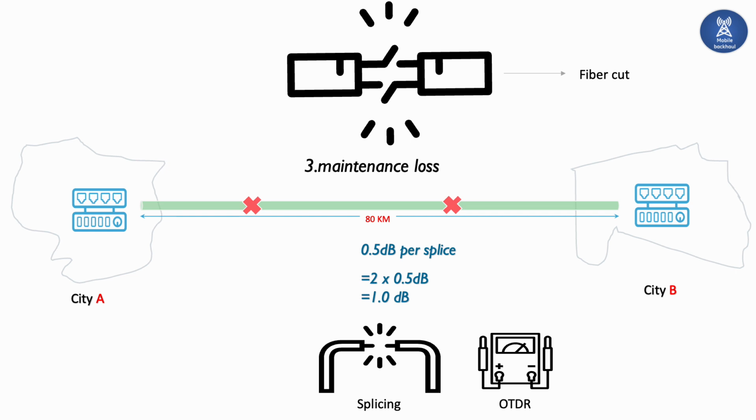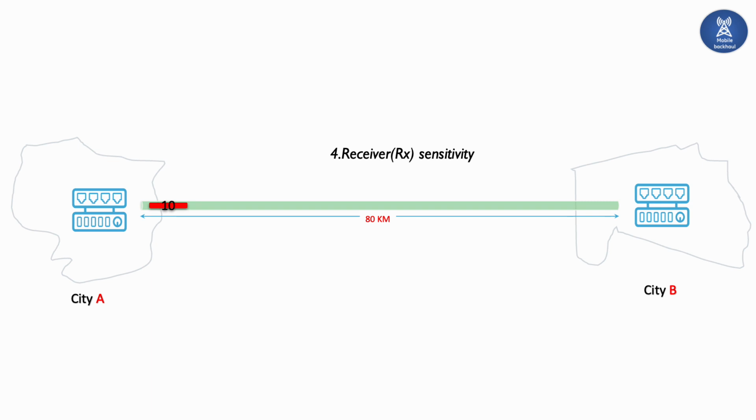Again, we can measure it while doing the splicing, or else we can run the OTDR in the fiber and it will calculate the losses at every splice point over a distance. We can't connect the OTDR into the live fiber. Instead, we can connect it into the dark fiber in the same cable. And the fourth parameter is the receiver sensitivity. What is receiver sensitivity? It is the minimum power received by the receiver so that it is able to decode the baseband signals from the transmitted signal.